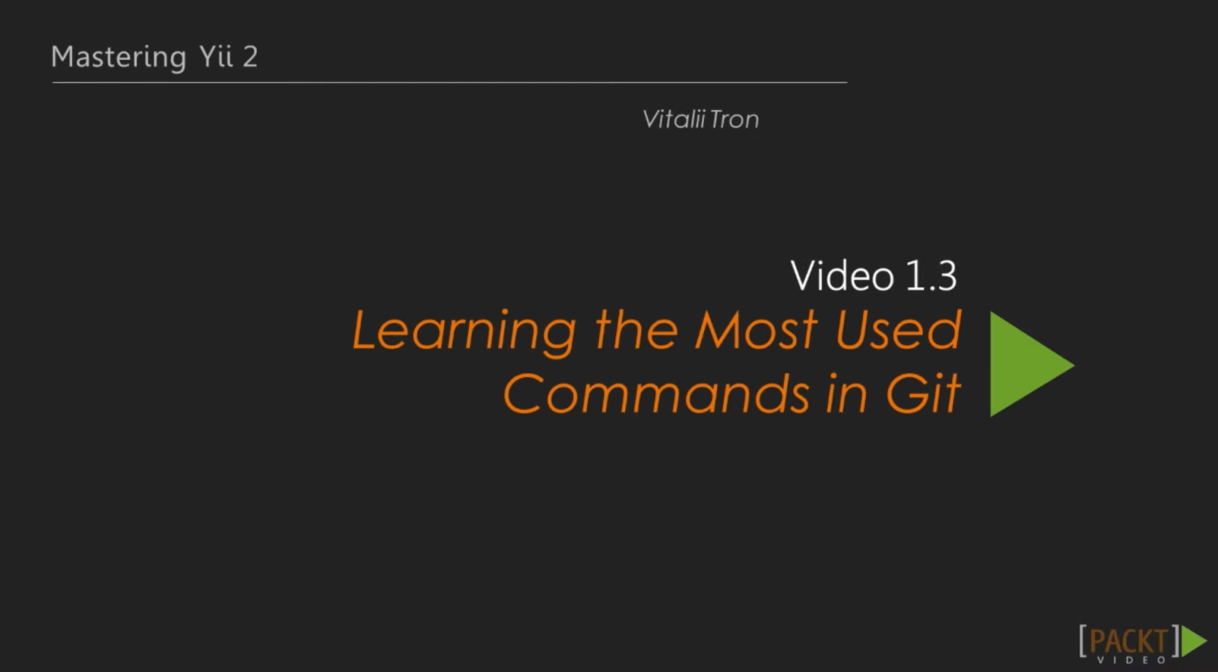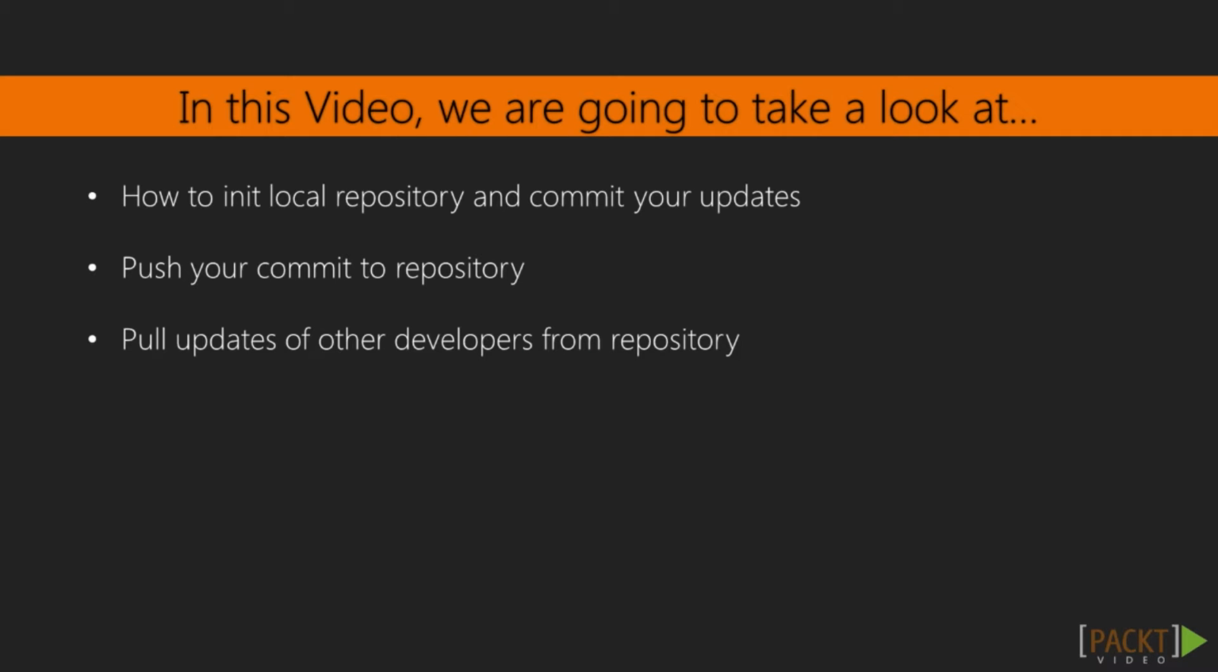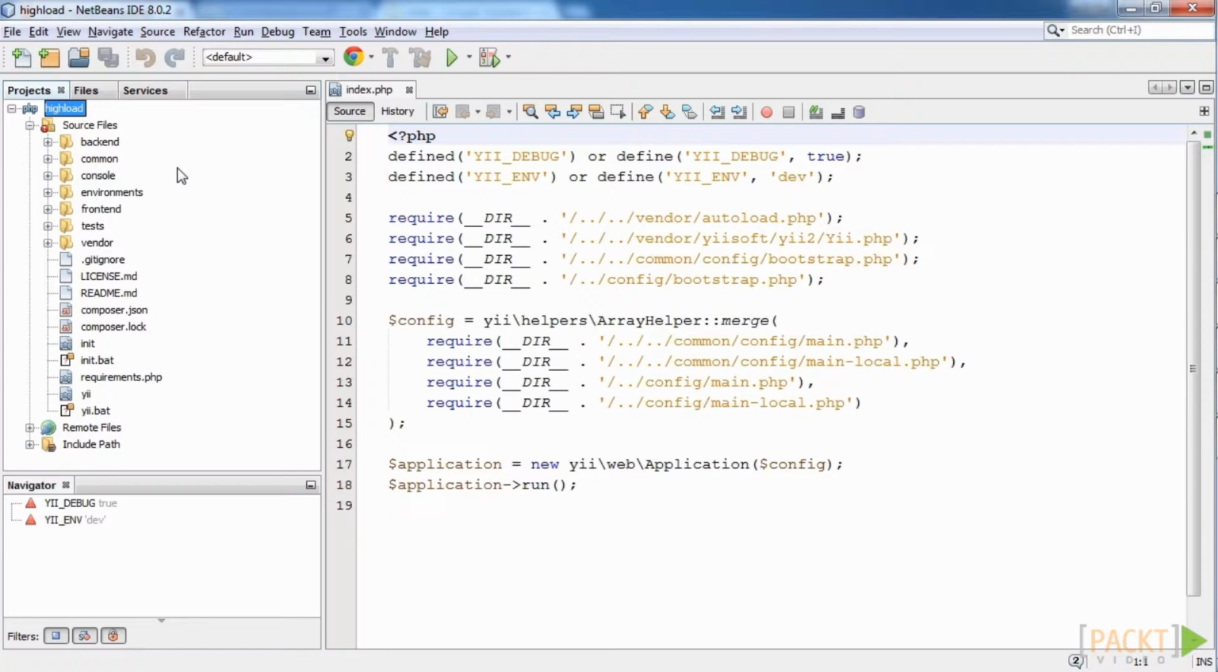In our last video, we learned what is Git version control system. We also created a new Bitbucket repository for our Yii2 application. Let's move on to the third video of this section, i.e. learning the most used commands in Git. In this video, we will have a look at how to init new local repository and commit your updates, how to push the updates to Bitbucket repository, and how to pull updates of other developers from Bitbucket to our local repository. Let's assume that you've already installed your Yii2 application with the advanced template and you named the project high-load.